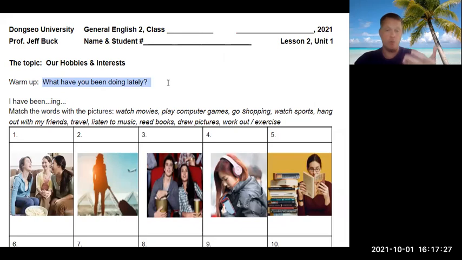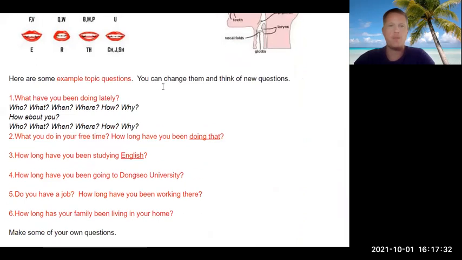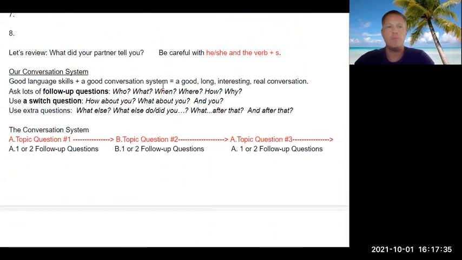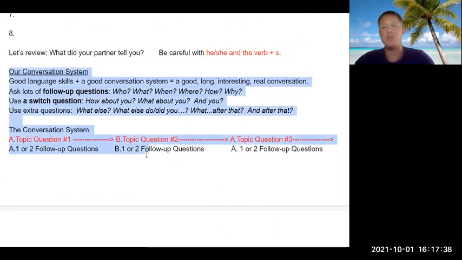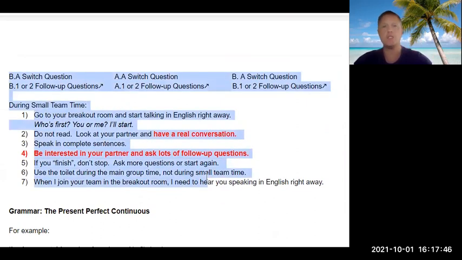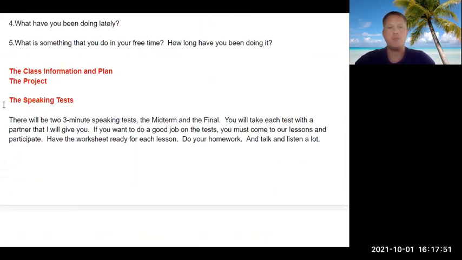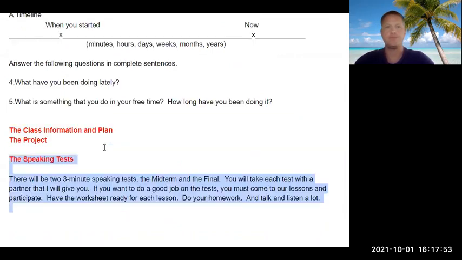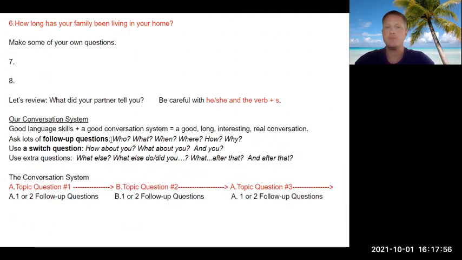And now you can practice this with me or with a partner or alone. But don't forget our system, which we'll talk about more later. But the system is really important so that you know how to have good conversations, simple, easy, interesting conversations, which will help you in general with your English and in particular with your work in class, and especially on your speaking tests. So it's simply adding who, what, when, where, how, and why, and how about you to your conversations, so you have some structure.